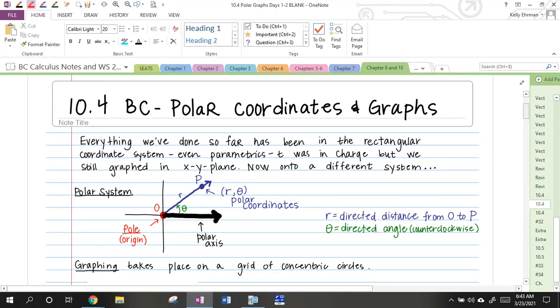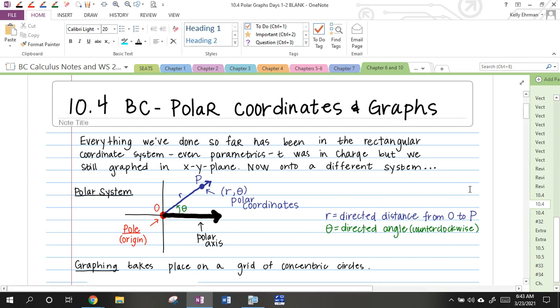All right, so we're going to start talking about polar coordinates and polar graphs, and this is something that sometimes we get to in pre-calc, sometimes we don't, so I think that it's new for all of you. And every graph that we've done so far has been in the rectangular coordinate system. So everything, we were plotting points in terms of x and y.